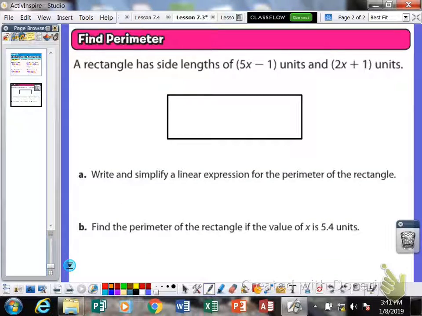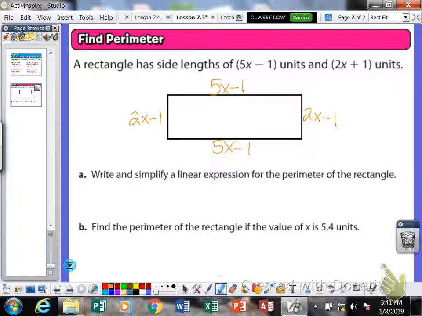The next one: a rectangle has side lengths of 5x minus 1 and 2x plus 1. So the first thing I'm going to do is label the lengths: 5x minus 1 and 2x minus 1. So I've labeled my lengths around the rectangle. Write and simplify a linear expression for the perimeter of the rectangle.